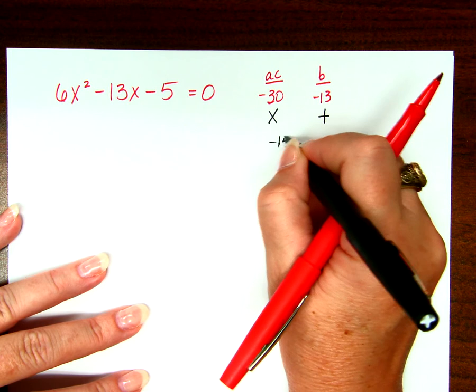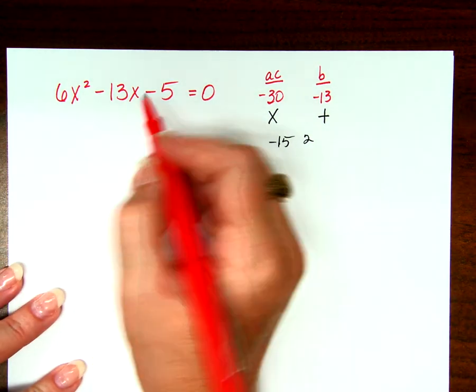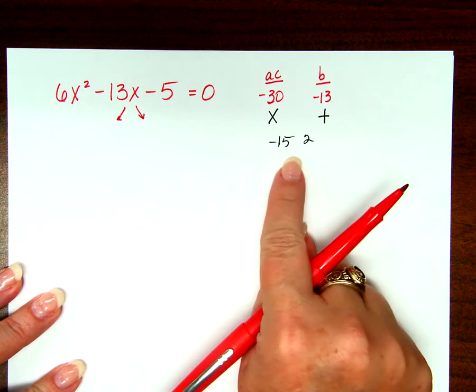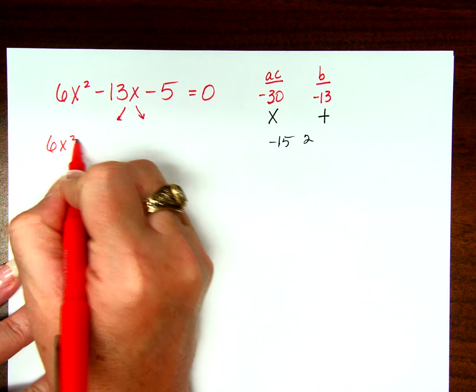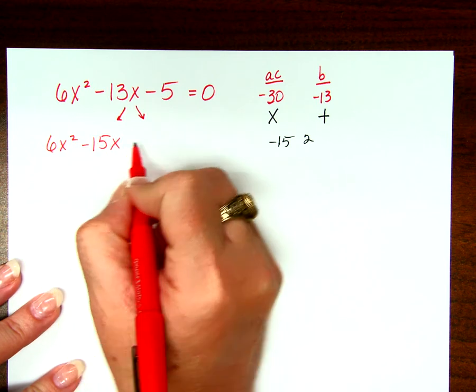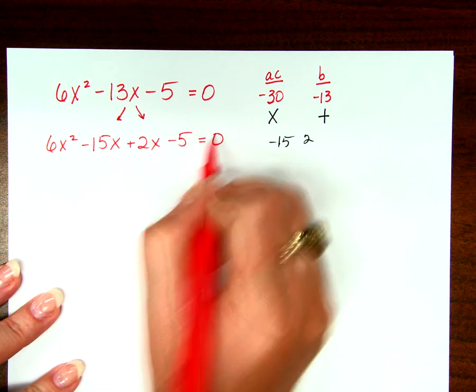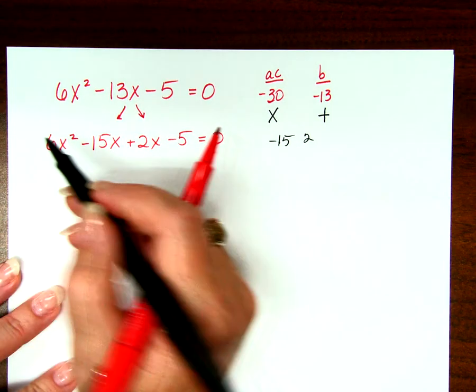So what do you want to use instead? Negative 15 and 2. Okay, if I use negative 15 and 2, do you remember what I do now? Remember, I split the middle term. I rewrite this problem, split the middle term into the two parts that I just figured out. 6x squared minus 15x plus 2x minus 5. Okay? Now I factor by grouping.